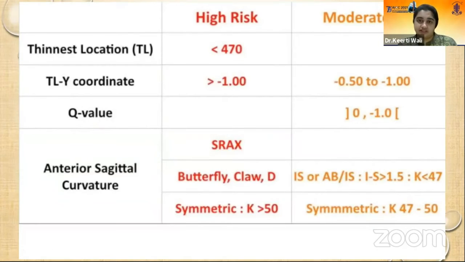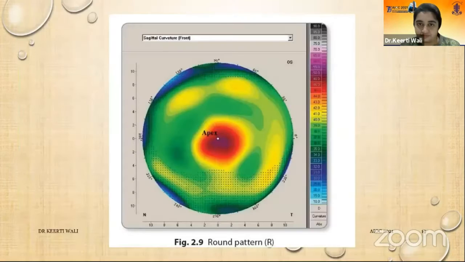So any of these features shown in the table: the thinnest location less than 470, TLY coordinate more than minus 1, if there's a skewing of the radial axis more than 22 degrees, if there's a butterfly, claw, or D-shaped pattern on the sagittal curvature, if there's a symmetric pattern but steeper than 50 diopters, is also a high risk. So some of the sagittal curvature maps we'll see here.